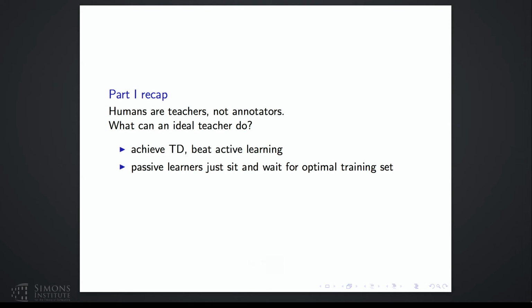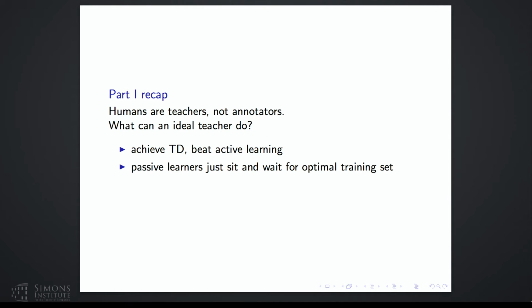Oh, right. Sorry. All right. So if the human can be such an ideal teacher, then he can achieve the teaching dimension, beat active learning, and importantly, there's nothing for us computer scientists to do, right? We should just run a standard passive learning algorithm, wait and let the optimum teacher give us the good training set, which is not going to be IID, but we don't care. We take that, we run our algorithm. We achieve what the teacher gives us. All right, so that's kind of boring.